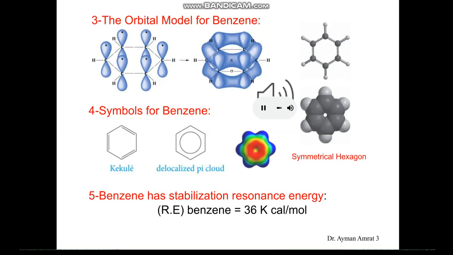Because of these resonance structures, benzene has high stabilization resonance energy equal to 36 kilocalories per mole. To take any double bond, you need 36 kilocalories per mole. This is a high energy, so the reaction of benzene is not an addition reaction, it is a substitution reaction, as mentioned in fact 1.